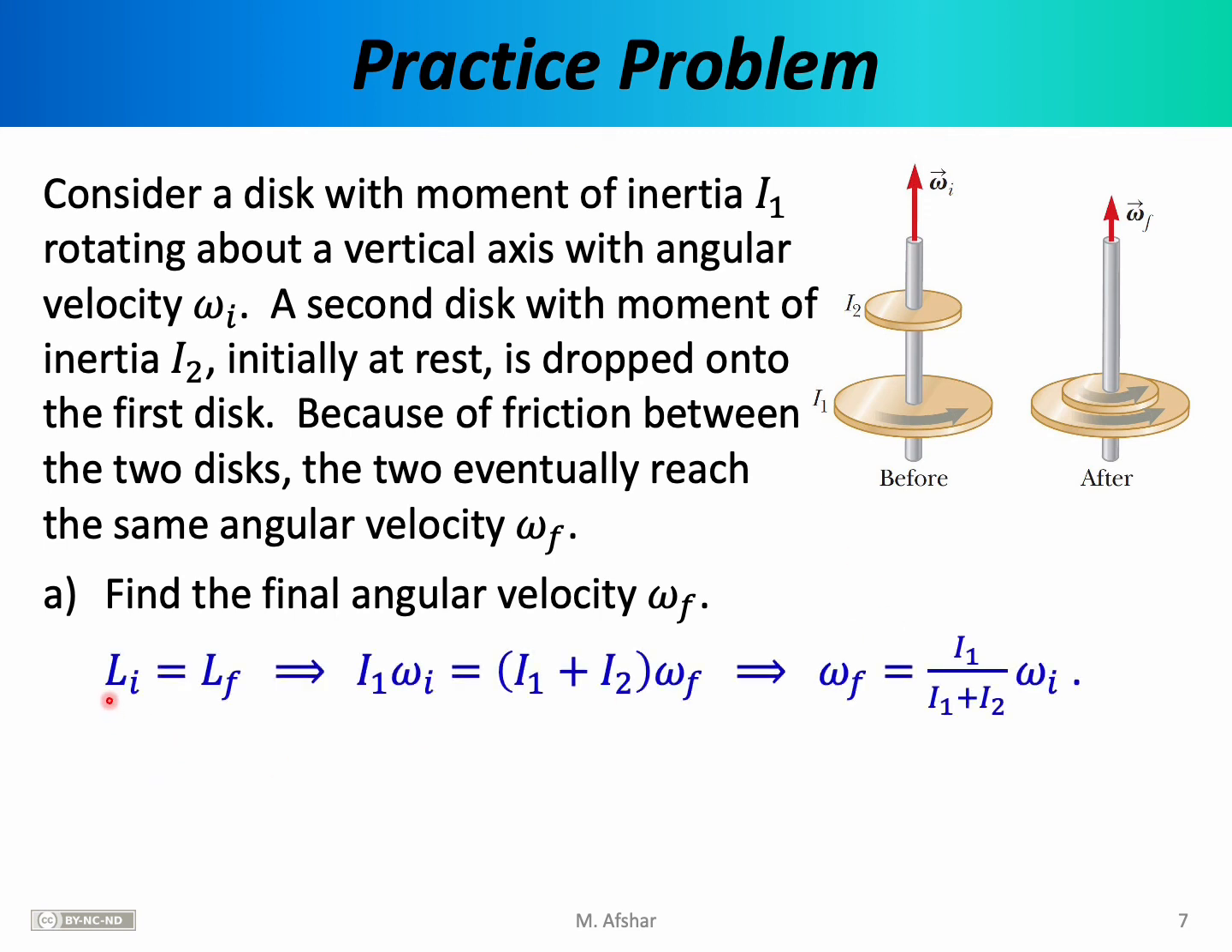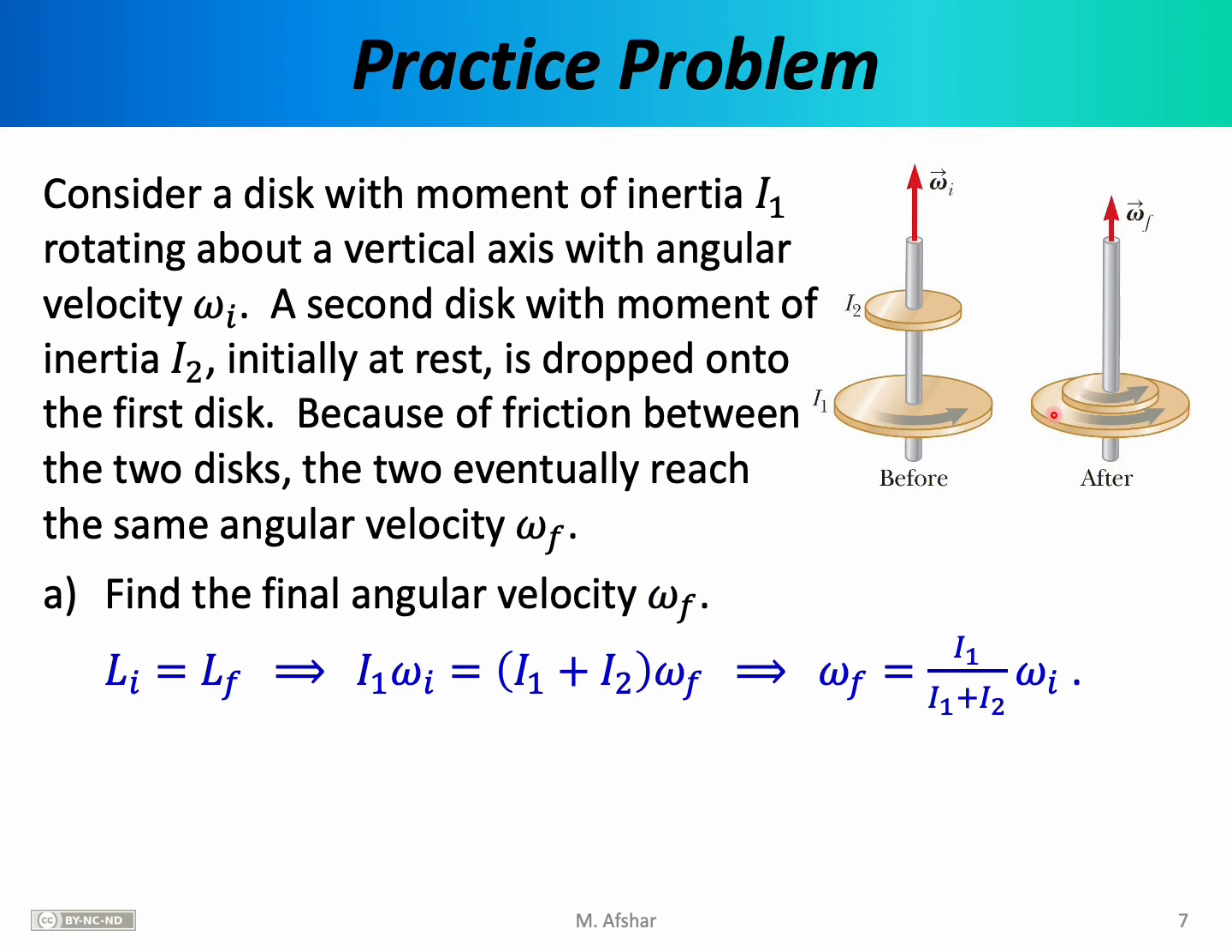So we're going to say that L initial is equal to L final. This is conservation of angular momentum. Of course, when I say L, in this case, I mean I omega. We are not talking about point particles. We're talking about extended bodies or rigid objects. For an extended body, we use the formula I omega. L initial is simply the angular momentum of disk 1. Remember, disk 2 initially is not rotating, so its angular velocity is 0. So we only need to worry about the first disk initially. That's going to be I1 times omega initial.